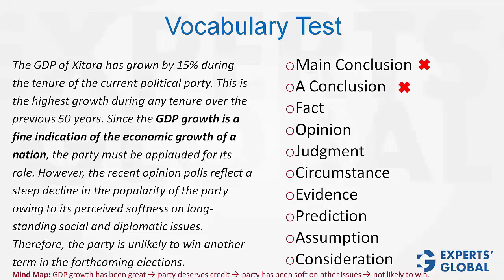Fact? One may think that this is a fine choice. That GDP growth is a fine indication of the economic growth of a nation is a judgment, opinion, consideration, but it is a universal truth of sorts, and therefore at times it can be referred to as fact. It is a moderate choice. I would say we will have to hold it, but on the GMAT, there would always be a stronger choice. Fact is a neutral choice. It's neither incorrect nor correct. Opinion? Definitely. Judgment? Definitely. Circumstance? No, it is not a peculiar event as such. It is a universal truth that GDP growth is a fine indication of the economic growth of a nation. Circumstance, therefore, is a bad choice.